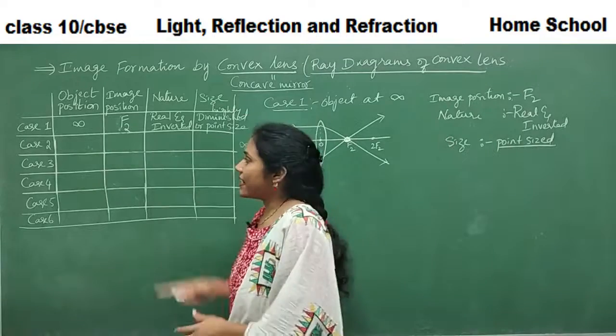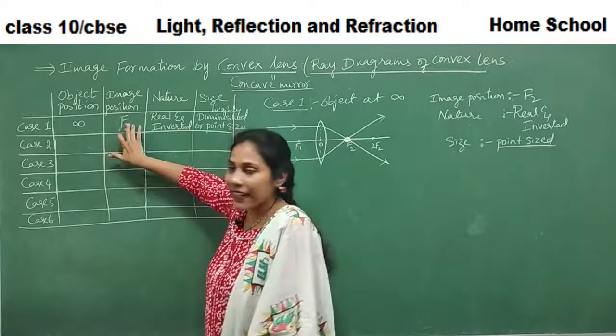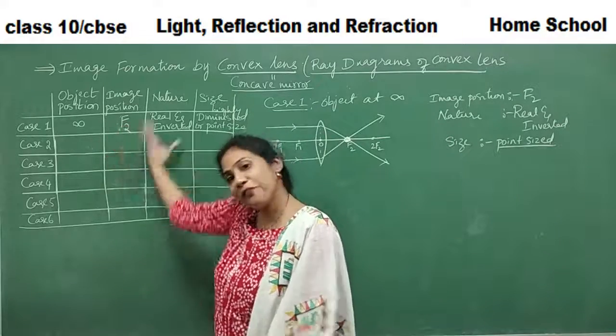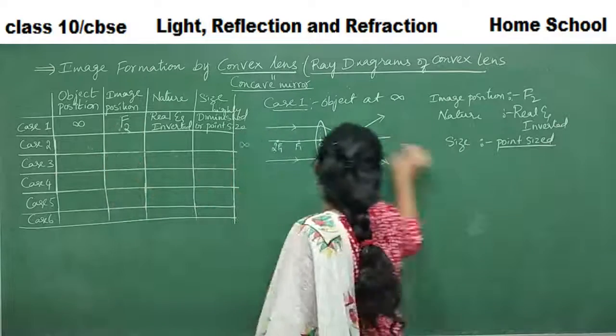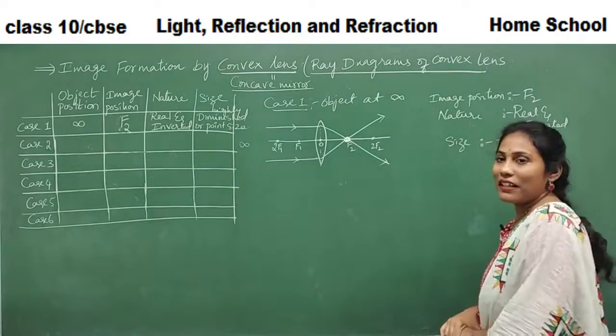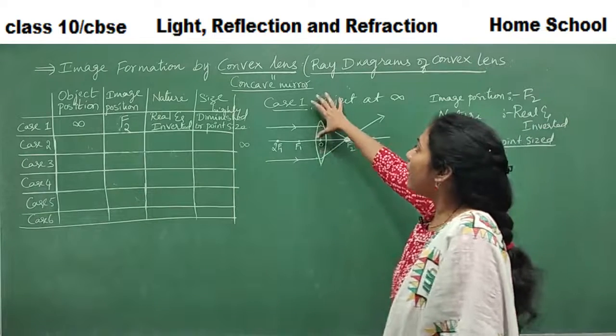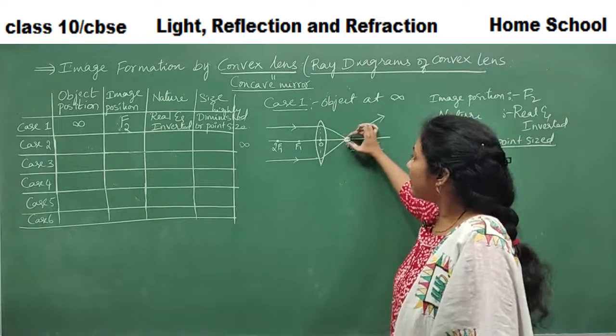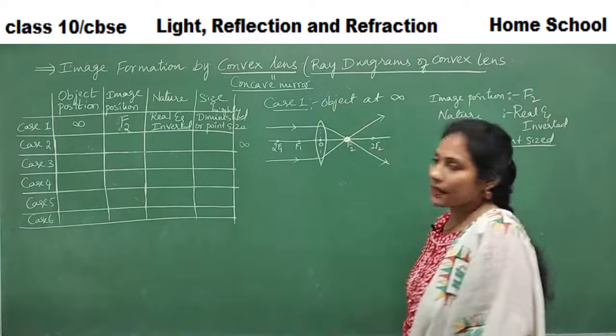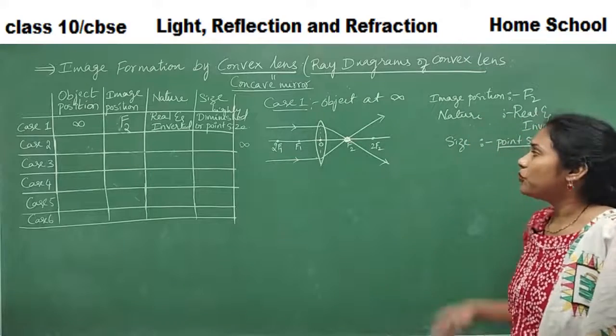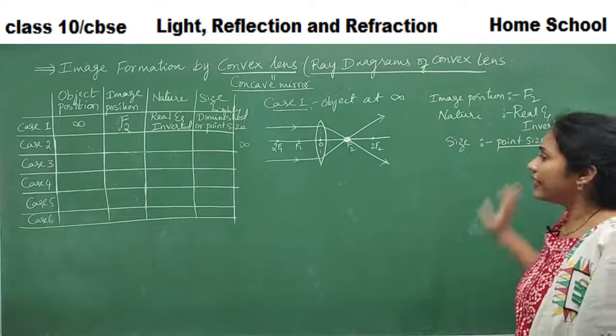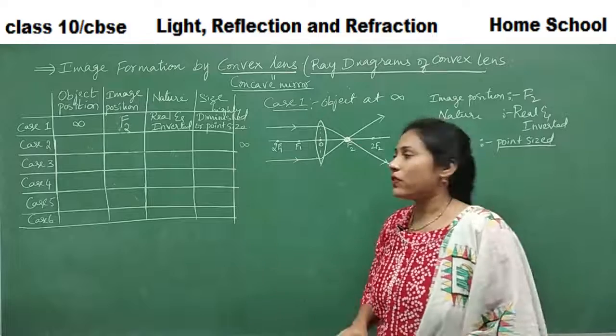So this is the first case. See, in case of mirror it was at focus. Here also it is at focus only. But which focus? F2, definitely. Because it's a convex lens, at this focus the refracted rays are meeting, right? So F2. Nature of image is real and inverted. So case 1 is over.